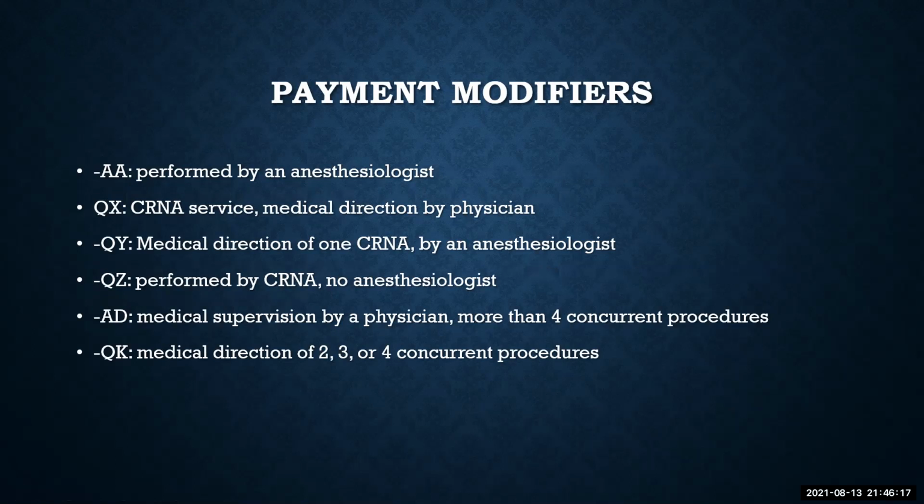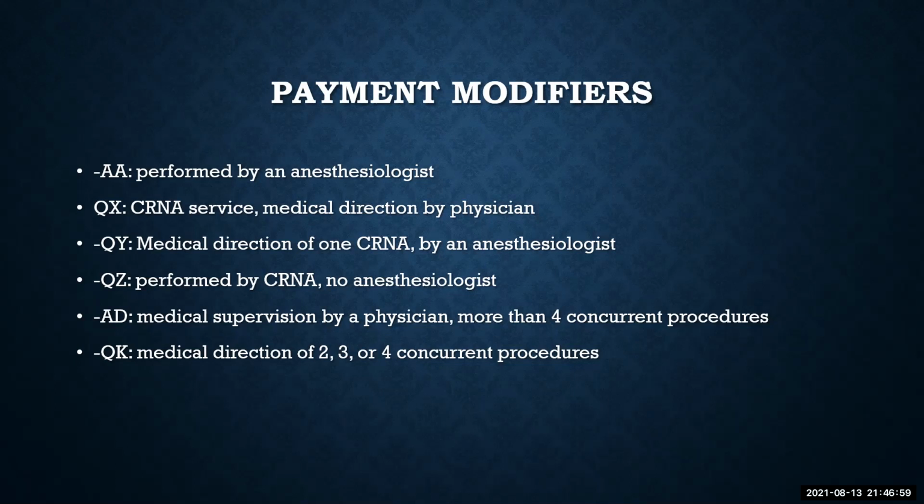AA is anesthesia performed by an anesthesiologist, pretty straightforward. QX is going to be anesthesia performed by a CRNA under the direction of a physician, while QY is performed by a CRNA, that's a nurse anesthetist, if I didn't clarify that, and that's medical direction by an anesthesiologist. So that's the difference there. QZ is, again, performed by a CRNA with no anesthesiologist present. That's less common, but it does happen.